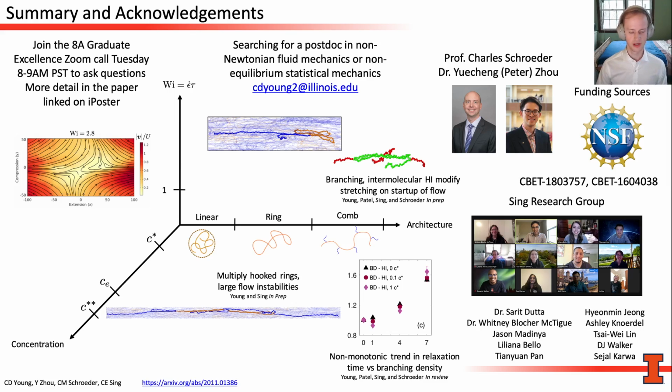So just to summarize, we've observed some fairly unique dynamics in ring-linear polymer blends in planar extensional flows, where there are these transient fractional extension overshoots on startup of flow due to these intermolecular hooking events. And at steady state, there are large conformational fluctuations due to intermolecular HI, which drive flow instability. I'll also just quickly note that we have extended our simulation method and our experimental synthesis to include comb polymers as well. These papers are in preparation and review, but if you're interested in combs, I'd encourage you to keep an eye out for them.